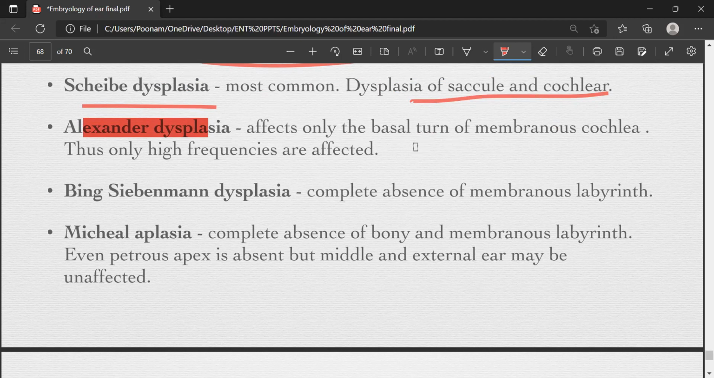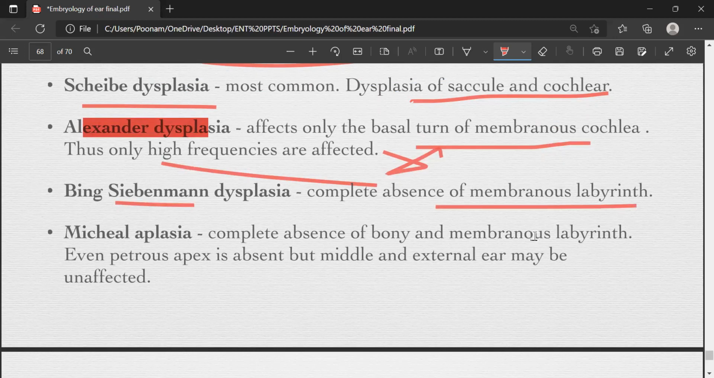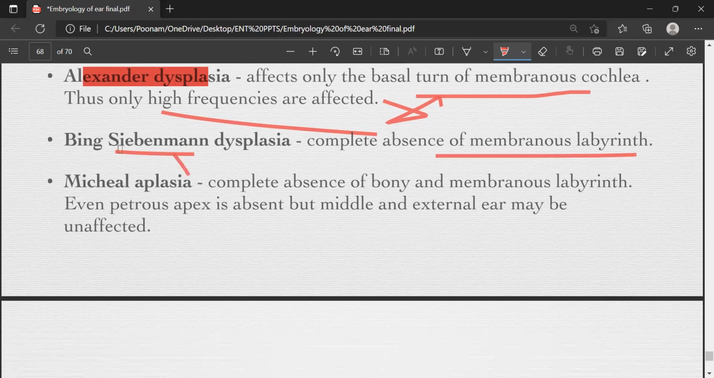Alexander dysplasia affects only the basal turn of the membranous cochlea. So only high frequency is affected. You all know that in the mechanism of sound, we have read that the basal part of the cochlea is concerned with the high frequencies. So high frequency will be affected in Alexander dysplasia. Bing-Siebenmann dysplasia is complete absence of the membranous labyrinth. Then there is Michel aplasia. What happens in Michel aplasia? Complete absence of the bony and membranous labyrinth.